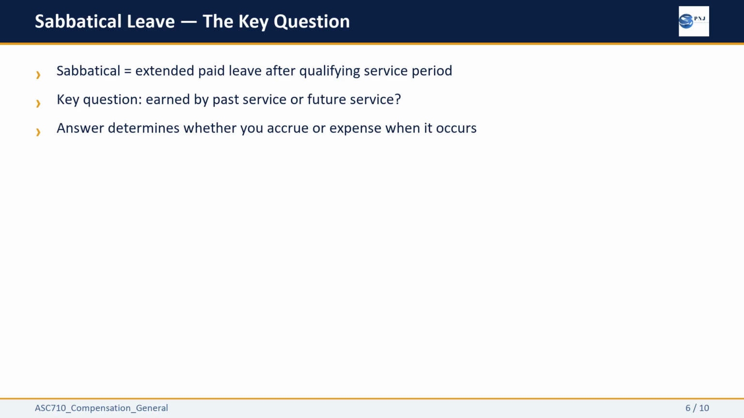Sabbatical leave, extended paid time off granted after a set number of years of service, sounds straightforward, but ASC 710-25 draws a meaningful distinction. The question is, does the sabbatical benefit the employee for past service, or does the employer actually get something back through the sabbatical itself? That question determines whether you accrue the cost over the qualifying period or wait and expense it when the sabbatical happens. This is a surprisingly common area where teams apply the wrong treatment.